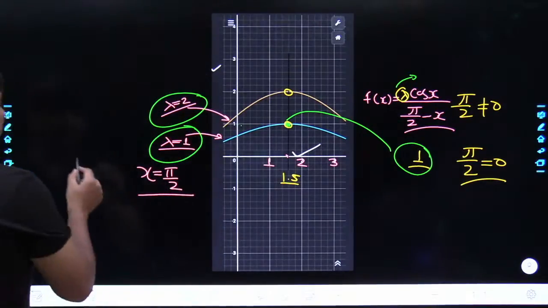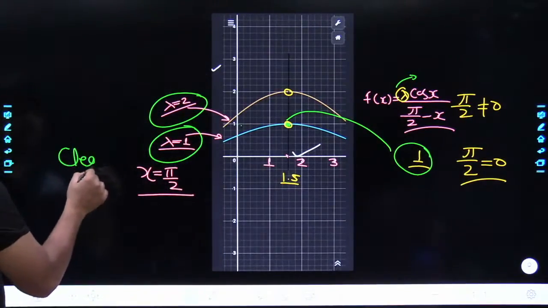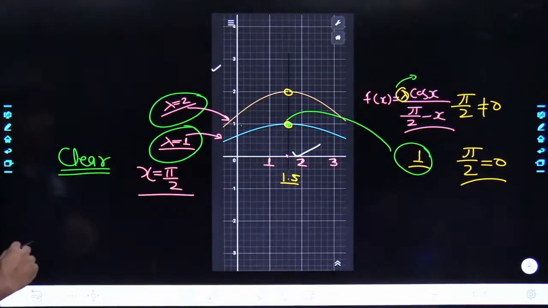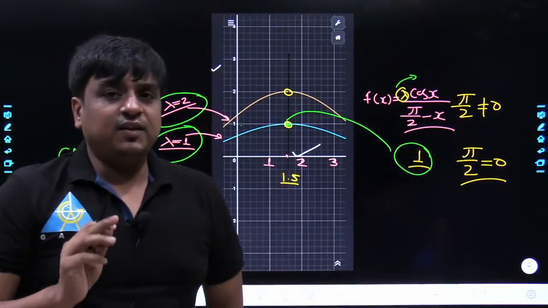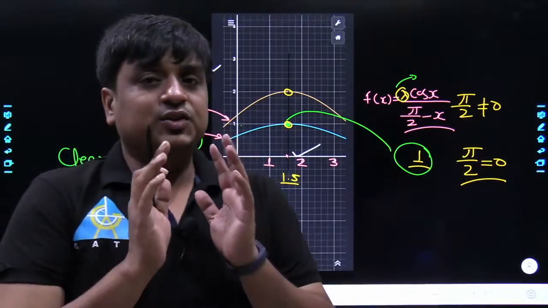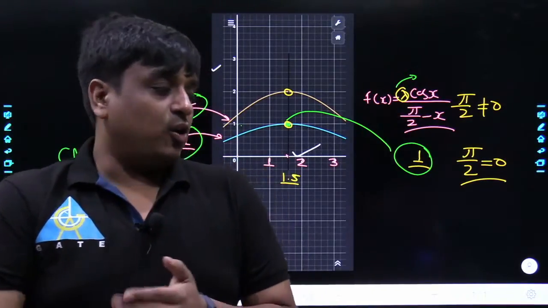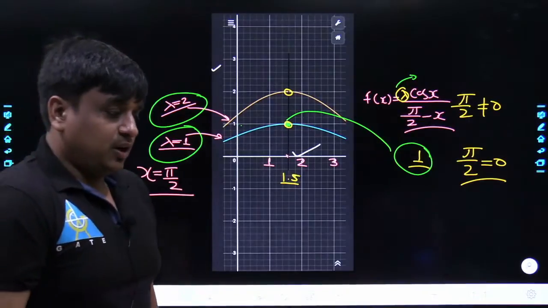So if this concept is clear, just say clear. And as I have suggested, each and everyone should have at least one 2D drawer in your Android mobile.